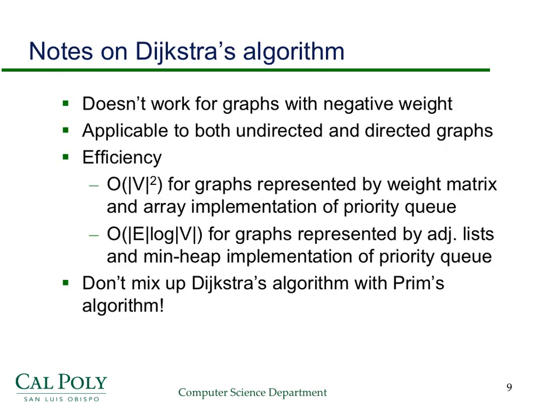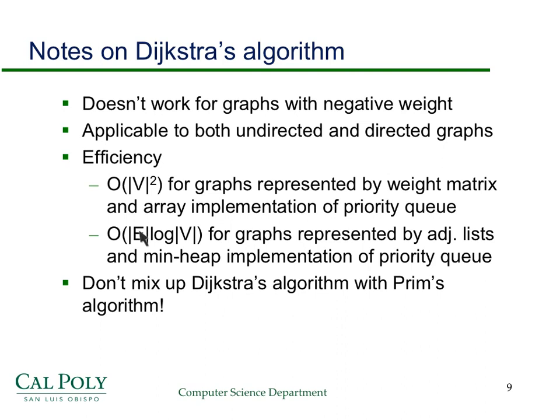So again, this slide just reinforces that Dijkstra doesn't work for graphs with negative weights. It works both for undirected and directed graphs. The efficiency, for a weight matrix and an adjacency matrix implementation or an array implementation of a priority queue, is going to be O of V squared. Here, for graphs represented by adjacency list and a min-heap implementation of priority queue, it's going to be cardinality of E times the log of V.